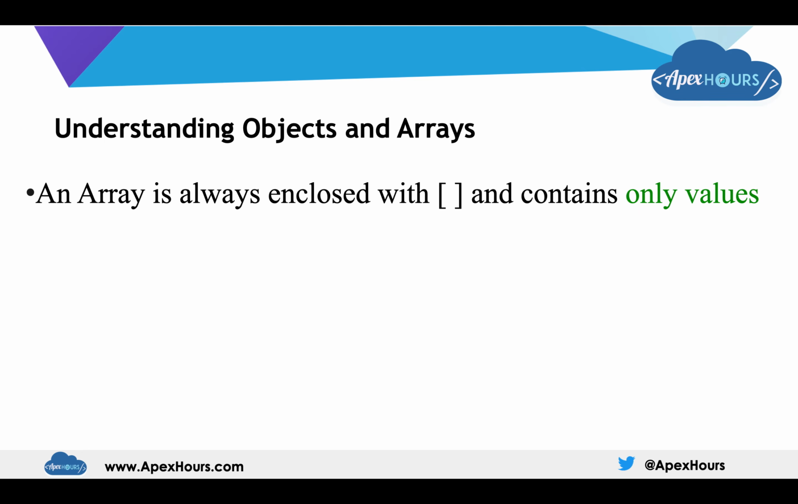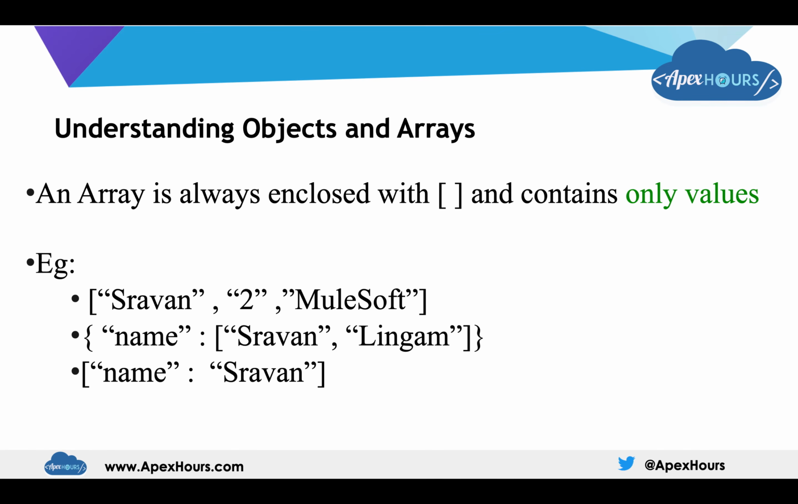An array is always enclosed with square brackets and it contains only values. This is the opposite of object. In object, I told you it is enclosed with curly braces and it should have key value pairs, but here it should have only values. Let's see the examples. There are 3 examples here.